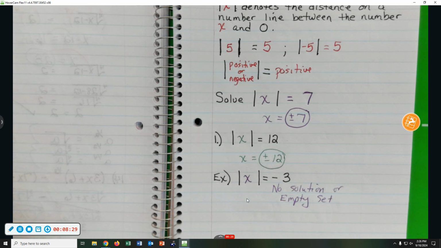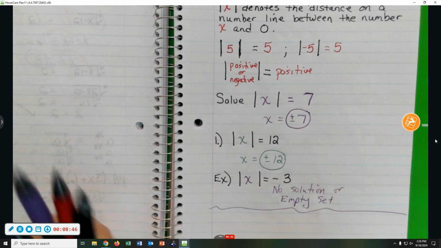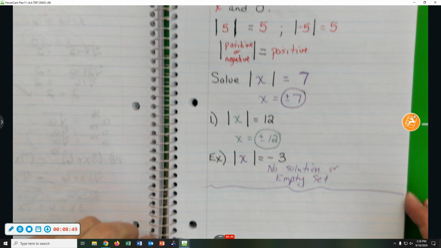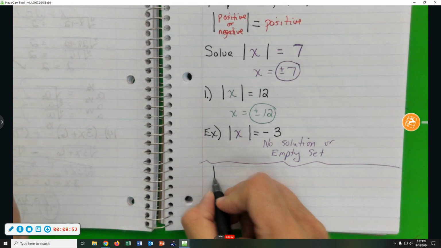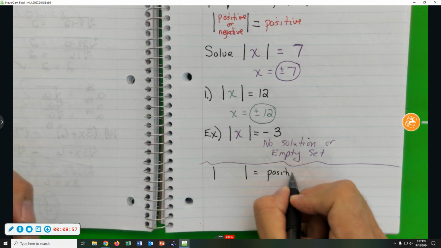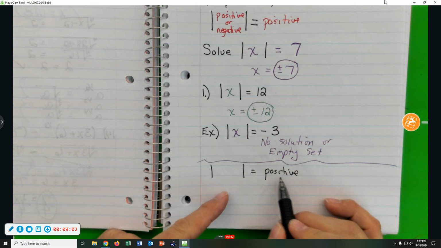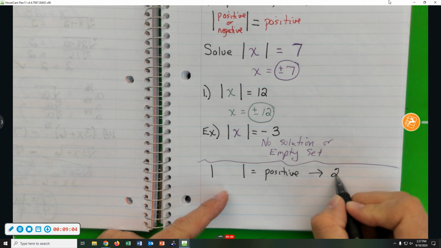Now, let's see. Maybe we should make this in generalizations. Absolute value equals positive. Absolute value equals 0. Absolute value equals negative. How many solutions? Okay. Here's some generalizations. If you have absolute value equal a positive number, that would be like number 1. If you have a positive number over here on the right, there's going to be 2 answers.